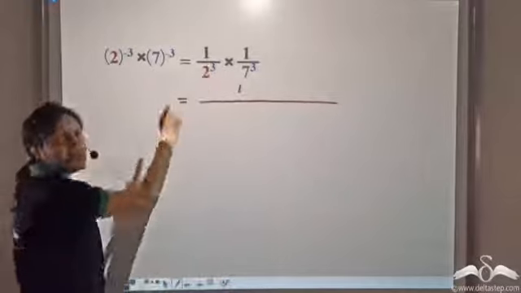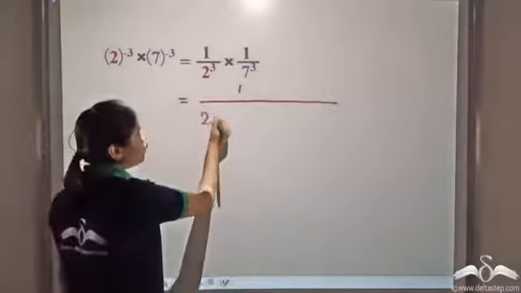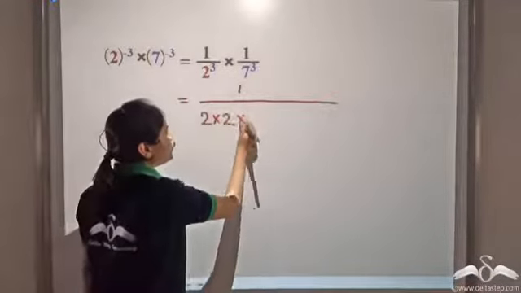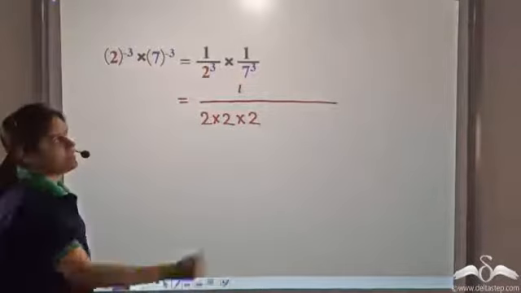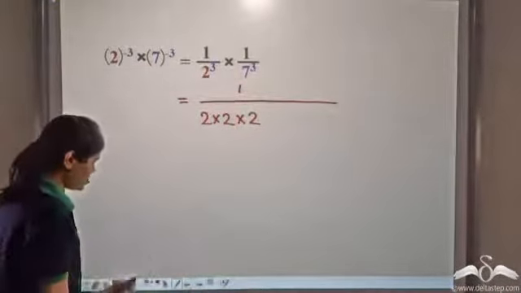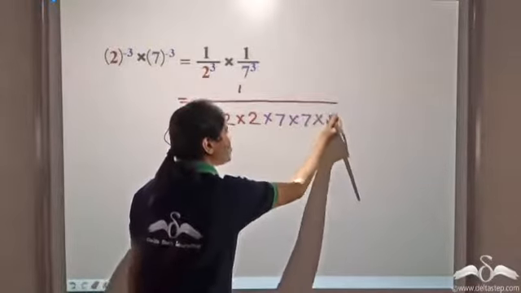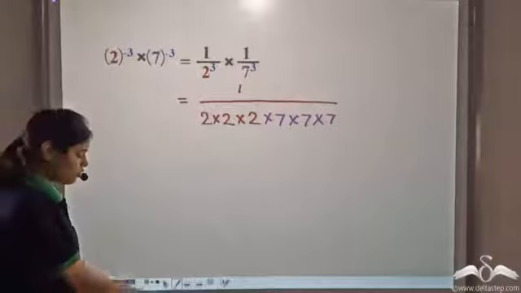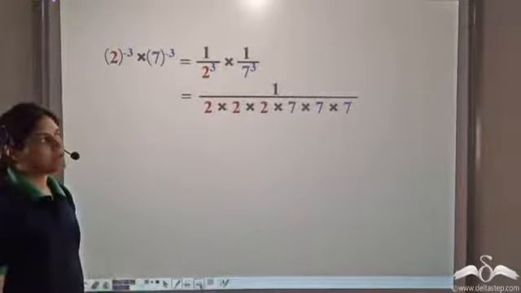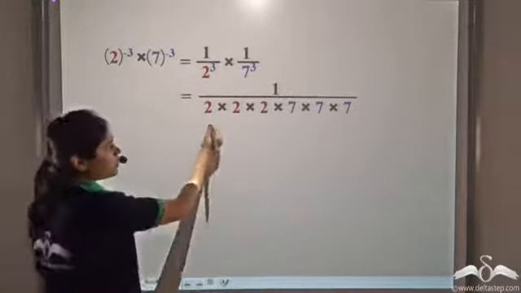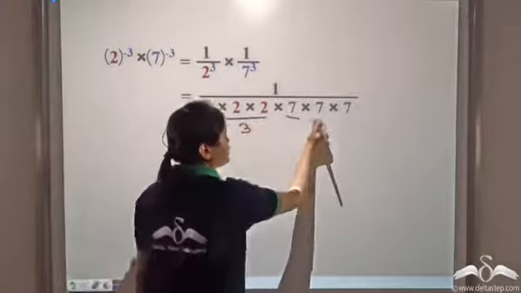This is 2 multiplied 3 times. So we have 2 into 2 into 2. And this is 7 multiplied 3 times. So this is 7 into 7 into 7. So this is what we have. Now once again, we have 3 2's and 3 7's.